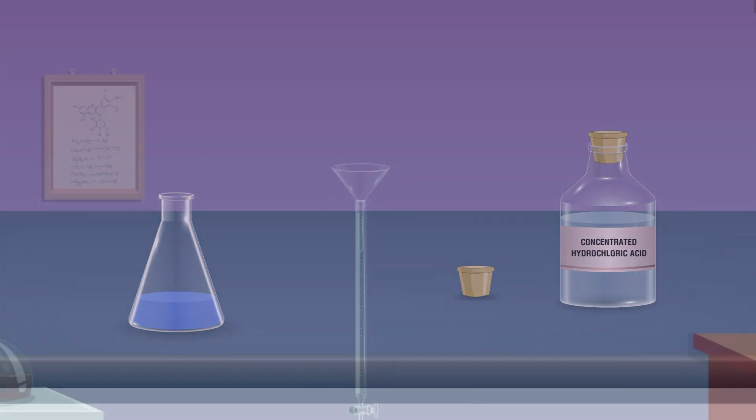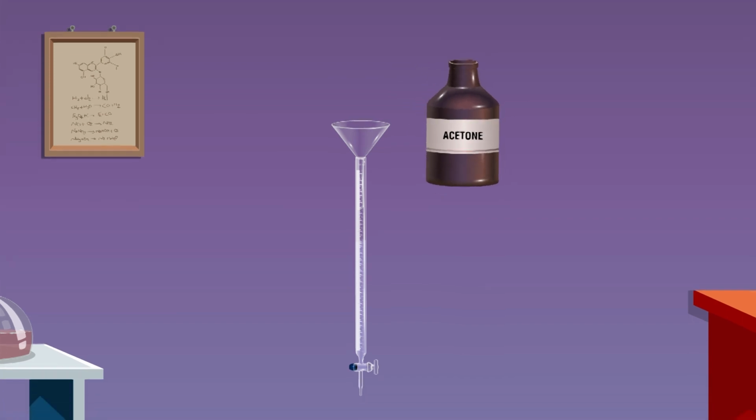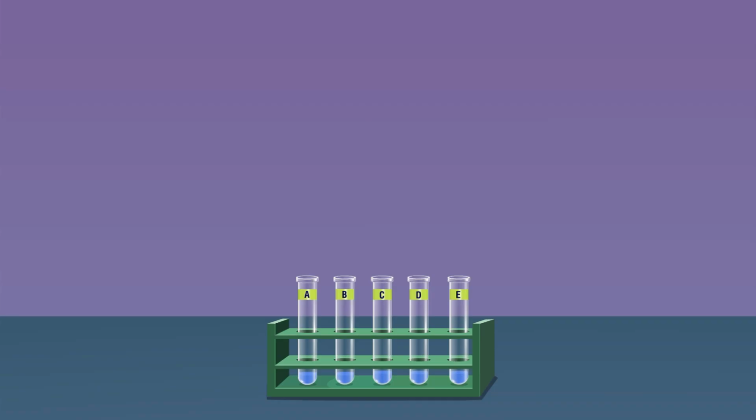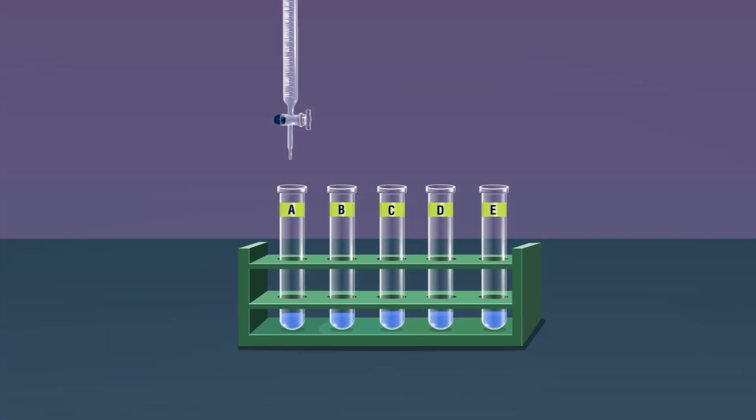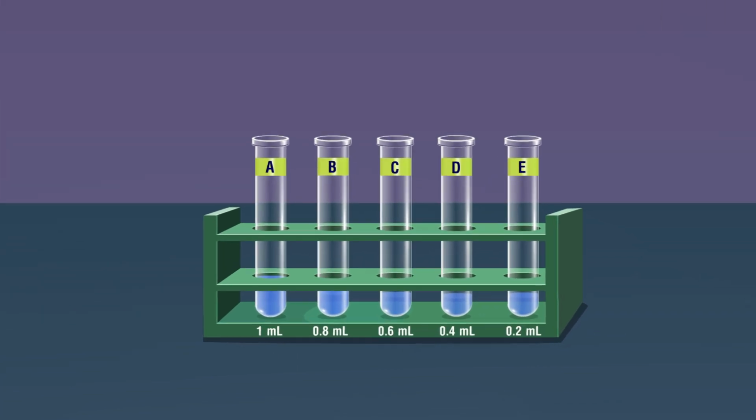Now take the acetone in a burette. Add 1 ml of acetone into test tube A. Then 0.8 ml in test tube B, 0.6 ml in test tube C, 0.4 ml in test tube D. Finally, add 0.2 ml in test tube E.